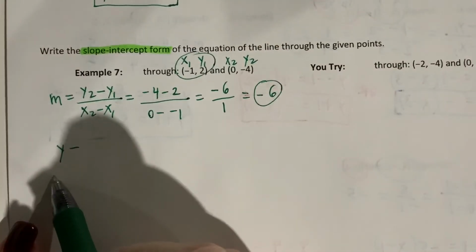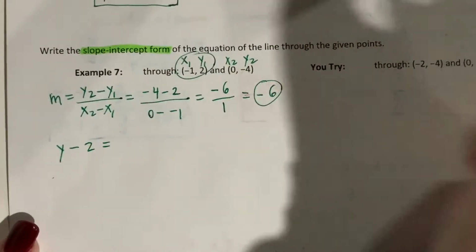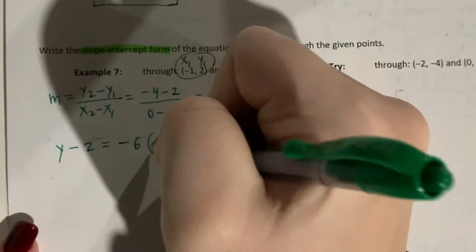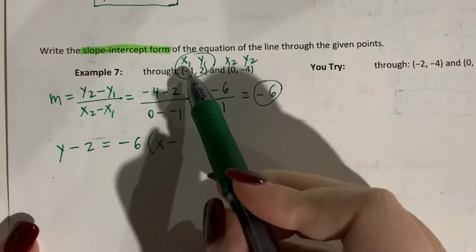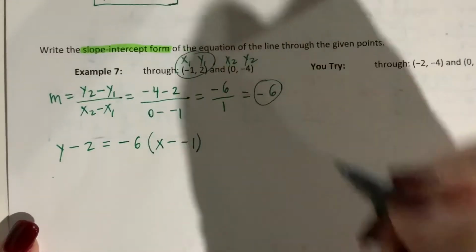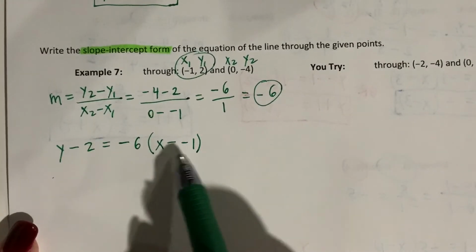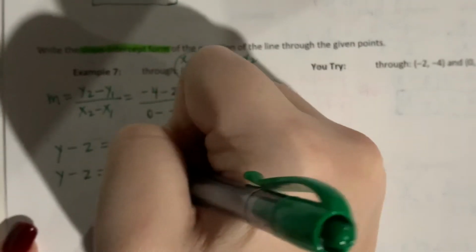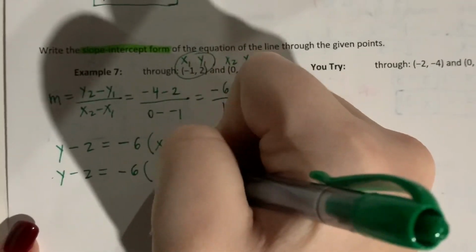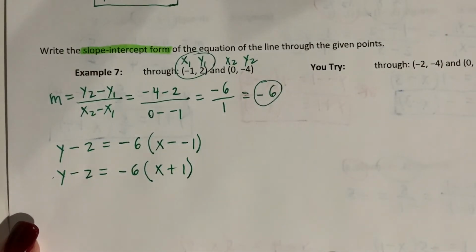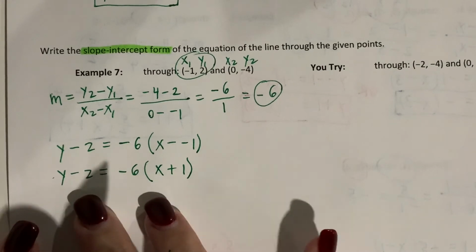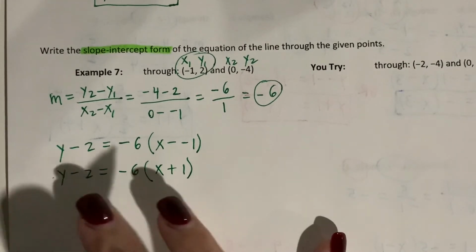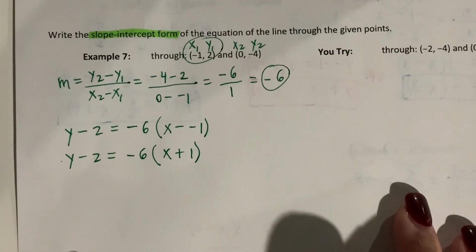So now I'm putting it into point slope form. So y minus my y sub 1 is 2 equals my slope of negative 6 times x minus my x sub 1 is negative 1. I do need to simplify these double negatives. So I have y minus 2 equals negative 6 times x plus 1. This is my equation in point slope form, but I need to get it to be in slope intercept form.